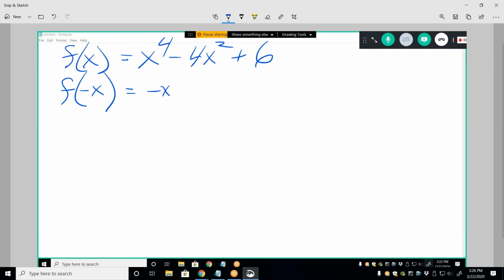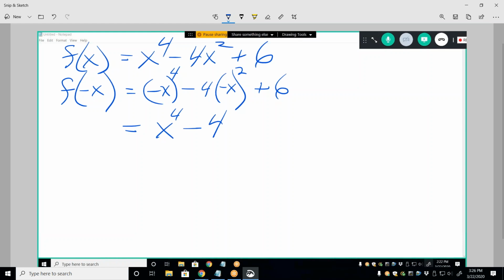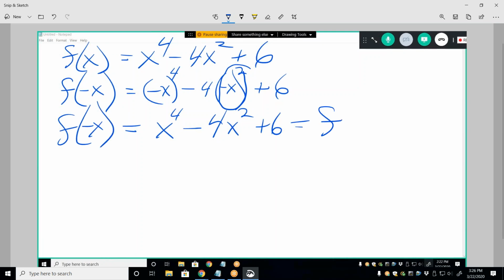If I substitute negative x and make sure I use parentheses, I get this. Notice that all of the negative x's become positive, so I get the same thing I started with. That is x squared, so it's still minus 4x squared plus 6. So f of minus x is equal to f of x. What does that make it? This makes it even.